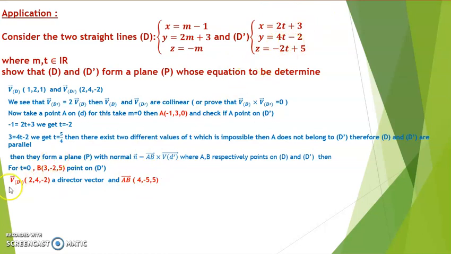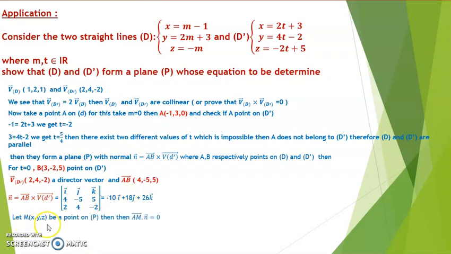2, 4, minus 2 is VD prime, and AB is XB minus XA, YB minus YA, ZB minus ZA. So we get AB. So a normal vector is AB cross VD prime. It's minus 10i plus 18j plus 26k. Let M, x, y, z now be a point on P. So AM dot n equal to 0. By replacing AM and the normal by their coordinates, we get the equation of the plane P.